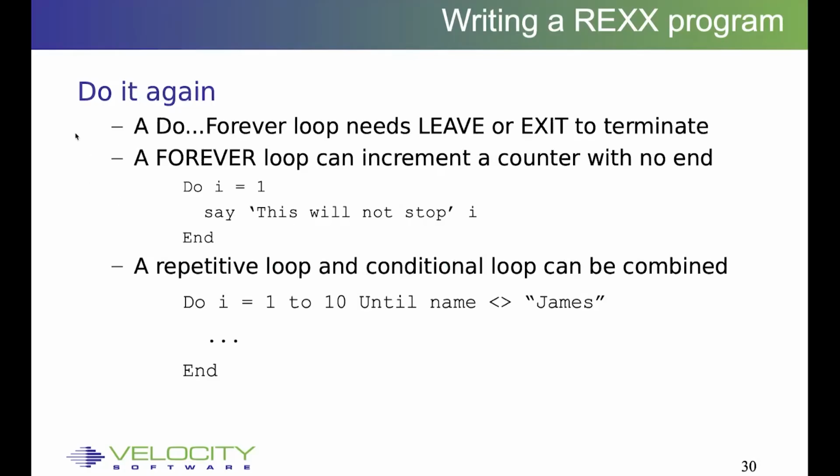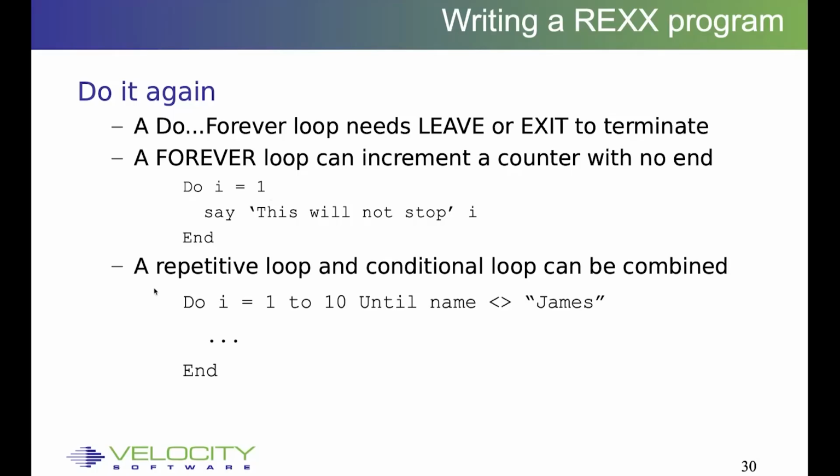A do forever loop needs a leave or an exit to terminate. A forever loop will increment a counter without end. In this case, we don't have a terminating counter here. We just have I equals 1, and this will very happily count I and display the values forever and ever.